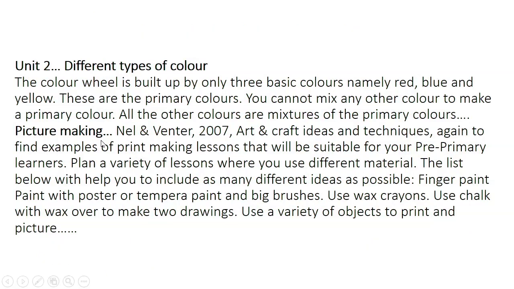Different types of colors: the color wheel in your book is built from the first three base colors, that is yellow, blue and red, and you are informed that you cannot mix any other colors in the world to get those specific blue, red and yellow. You cannot mix any other colors to come up with blue or yellow or red, but all the colors can be formed once you have those specific colors.